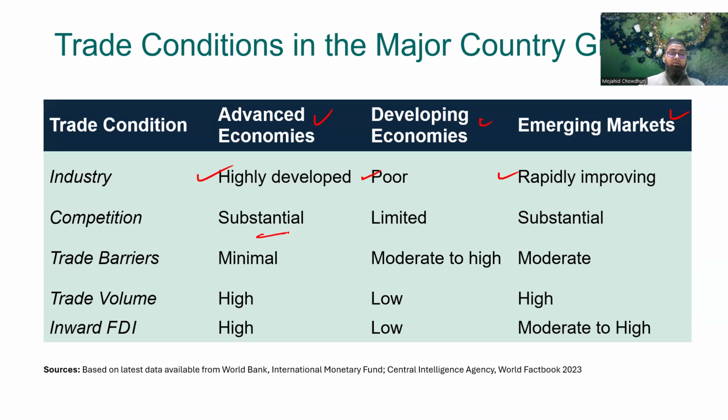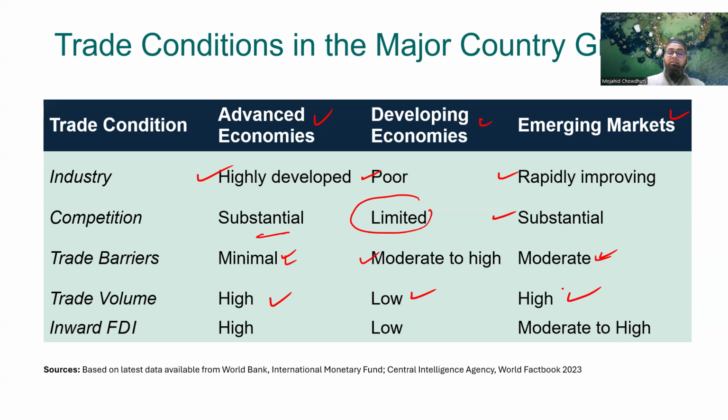Competition: advanced economies have substantial competition, but developing countries have very limited competition. In emerging markets, this is also substantial. Advanced economies have reduced the trade barriers, but developing economies still have moderate to high barriers. Emerging countries have moderate to high as well. Advanced and emerging markets have high trade volume. Inward FDI means attracting FDI for their country.